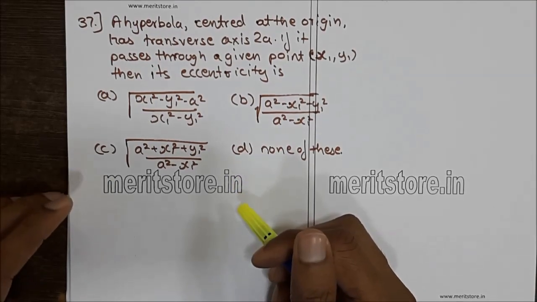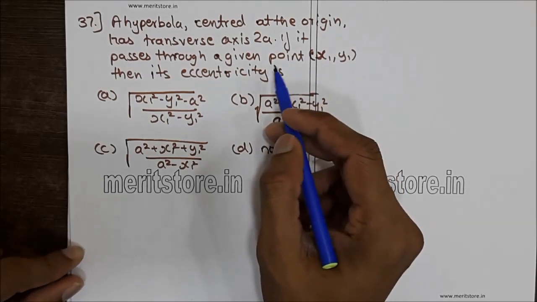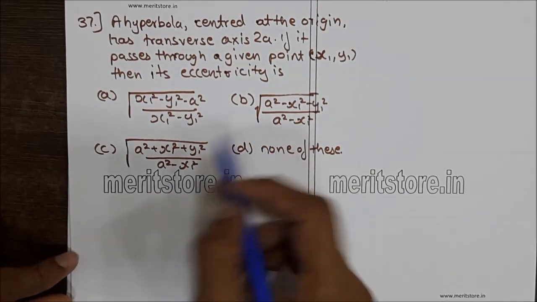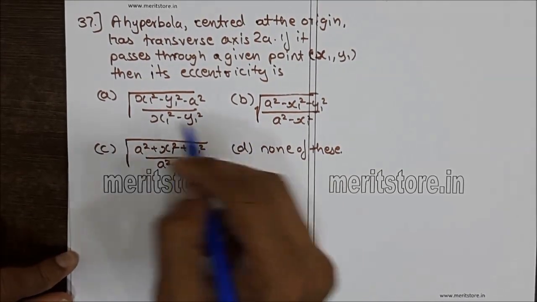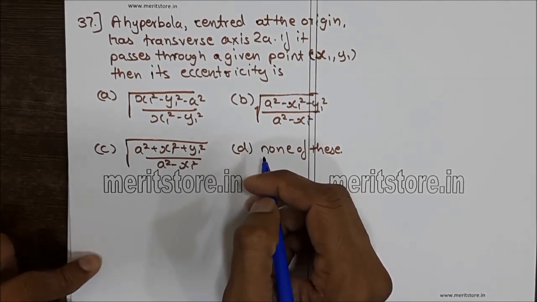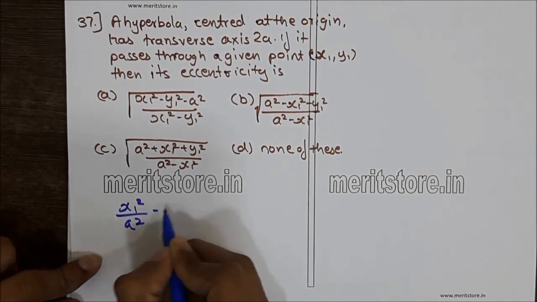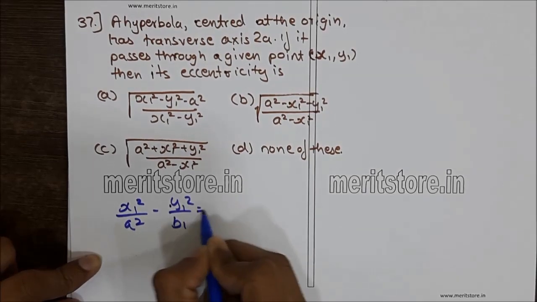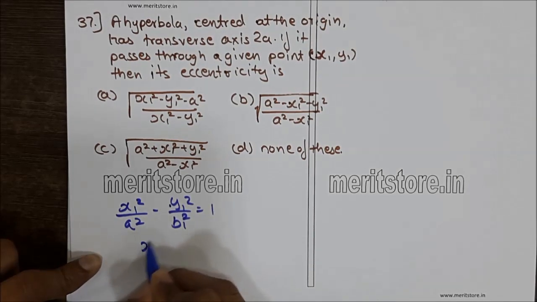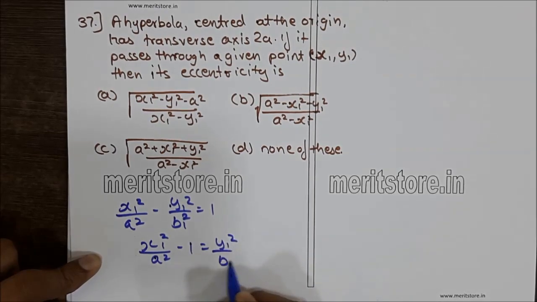Question 37. A hyperbola centered at the origin has transverse axis 2a. If it passes through a given point x1, y1, then its eccentricity is given. We have four options given in x and y and a. Equation of hyperbola passes through x1, y1 can be written as x1 the whole square upon a square minus y1 the whole square upon b square equal to 1. Making a fine adjustment, we get x1 the whole square upon a square minus 1 equal to y1 the whole square upon b square.